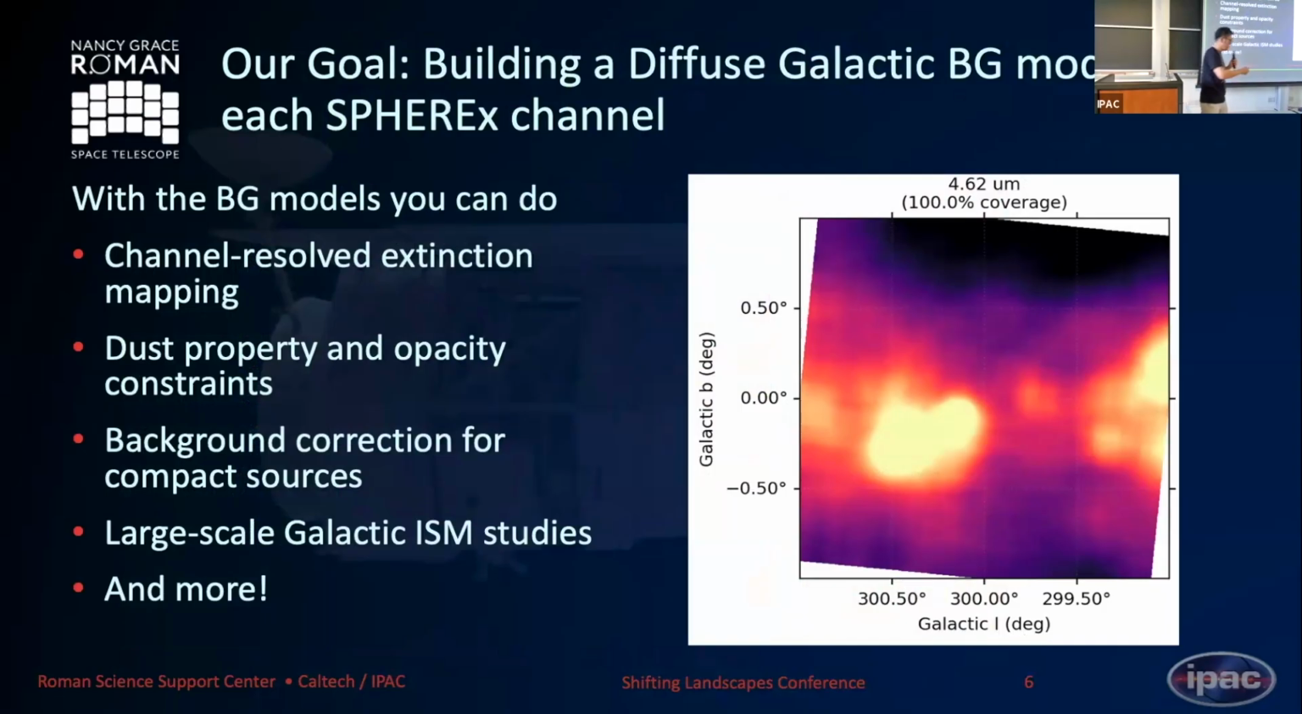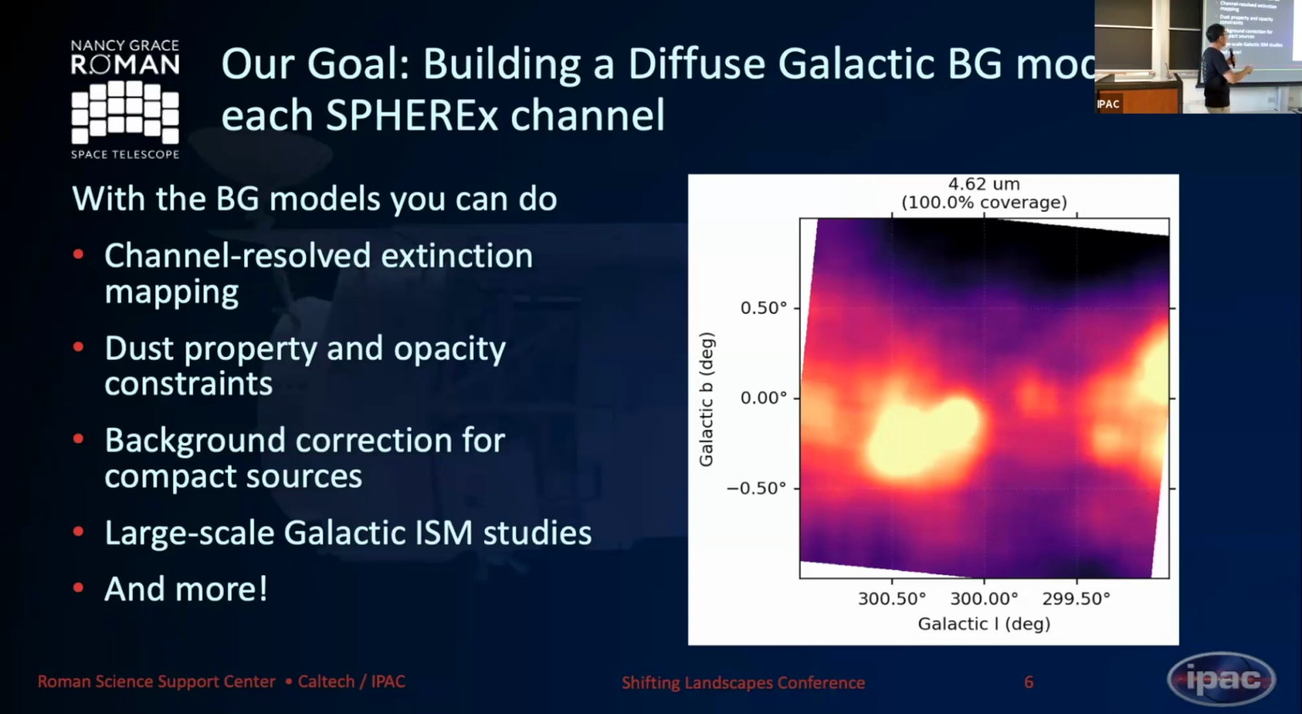So why do you need to actually care about that? Where do you use these background models? From Roberta's talk, you already heard about it. We need to know the background to get the extinction, because in order to know how the light has been extinguished, you need to know the background. If you do not know the background, you cannot calculate the extinction.